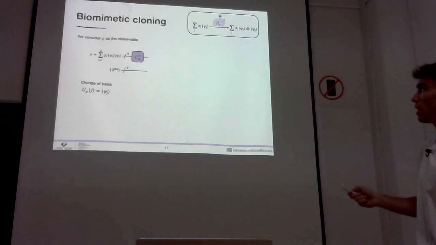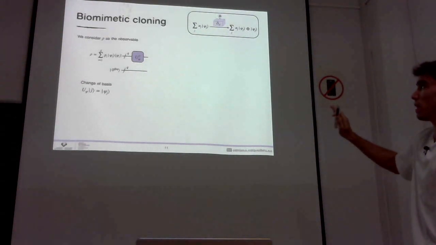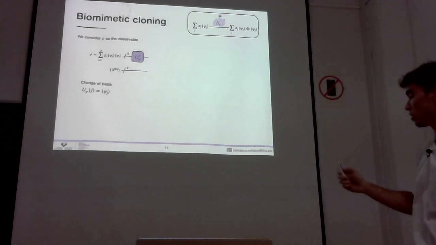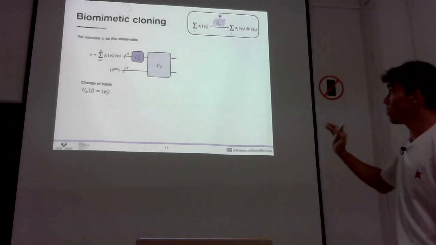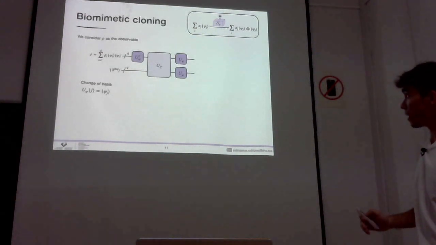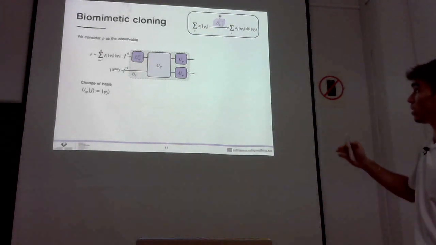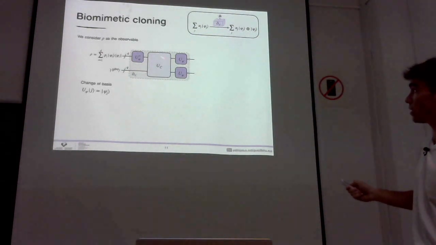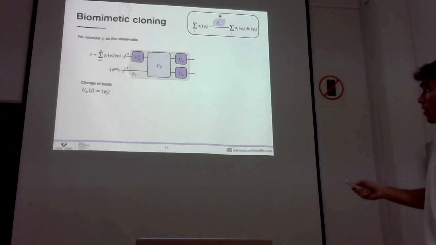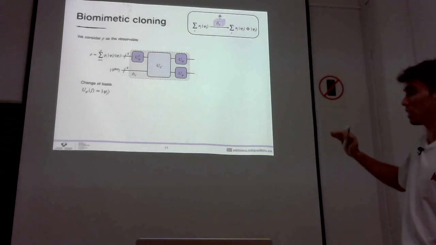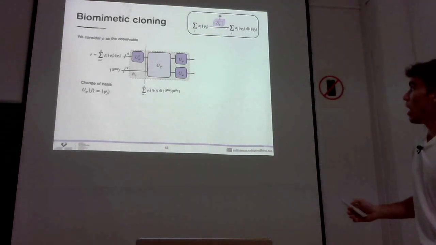If this is very complicated to implement, it makes no sense to try to improve this protocol in this way. So then we apply this operation, and then we undo the change of basis. So this is the cloning machine. This is the full cloning machine, and the setup is quite simple.